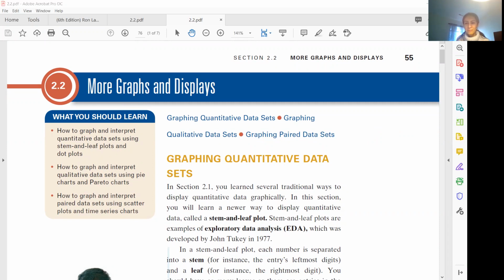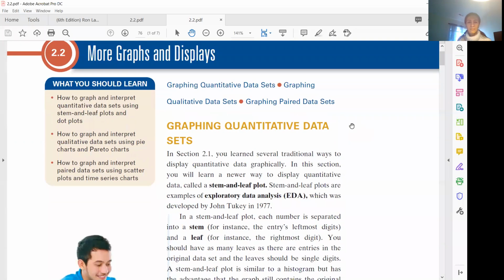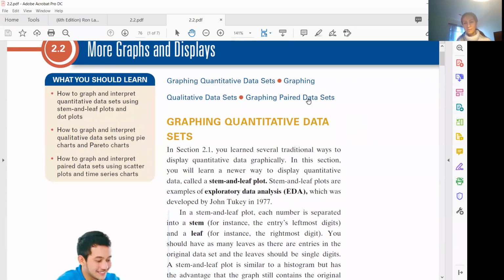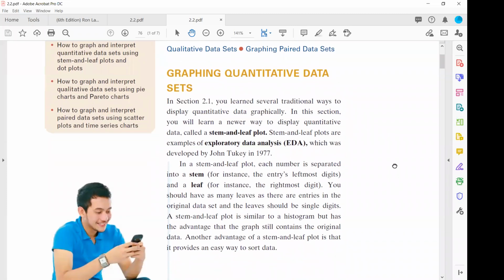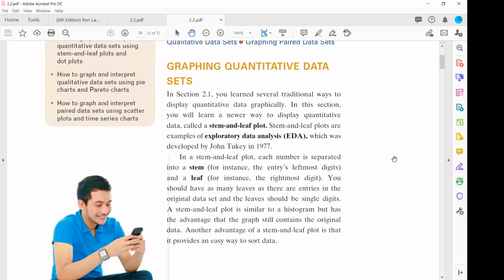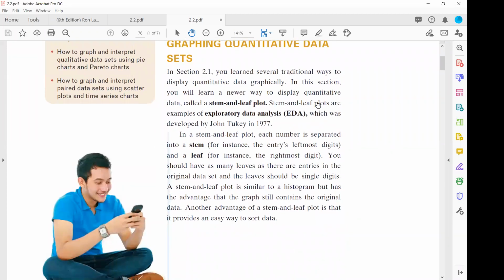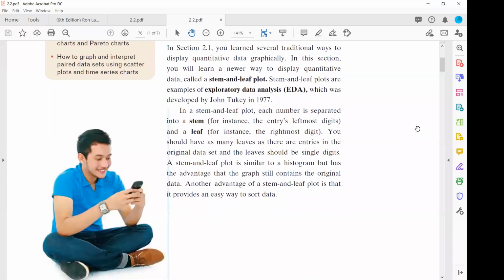Graphing quantitative data sets. In section 2.1, you learn several traditional ways to display quantitative data graphically. In this section, you will learn a newer way to display quantitative data called a stem and leaf plot. Stem and leaf plots are examples of exploratory data analysis, EDA, which was developed by John Tukey in 1970.